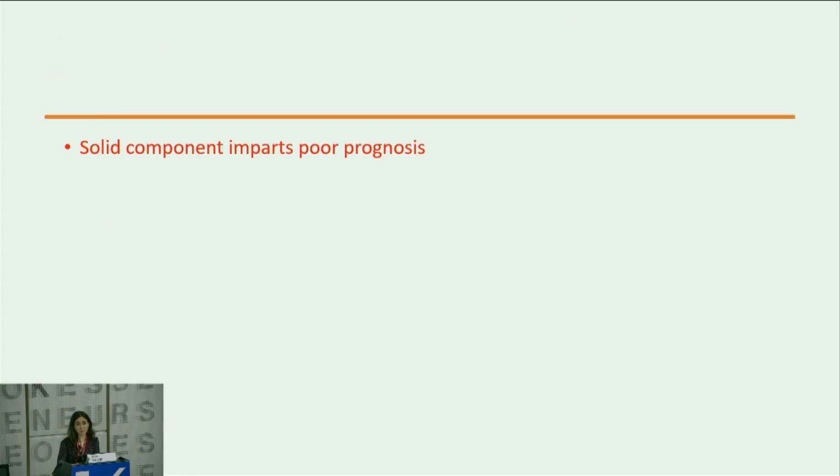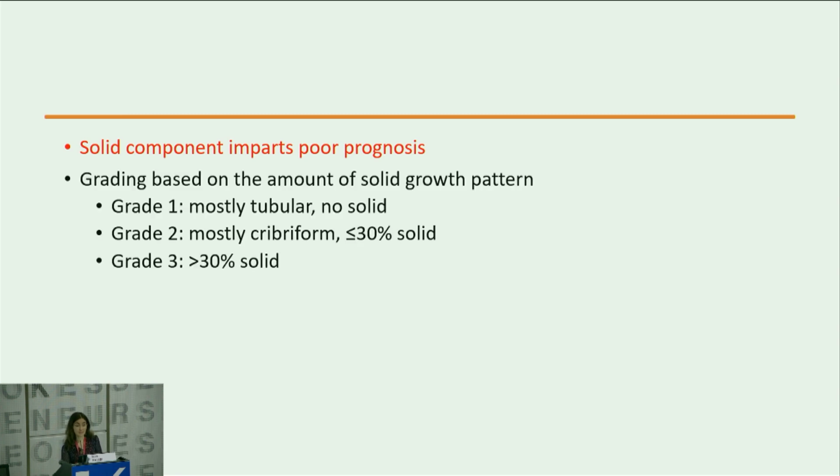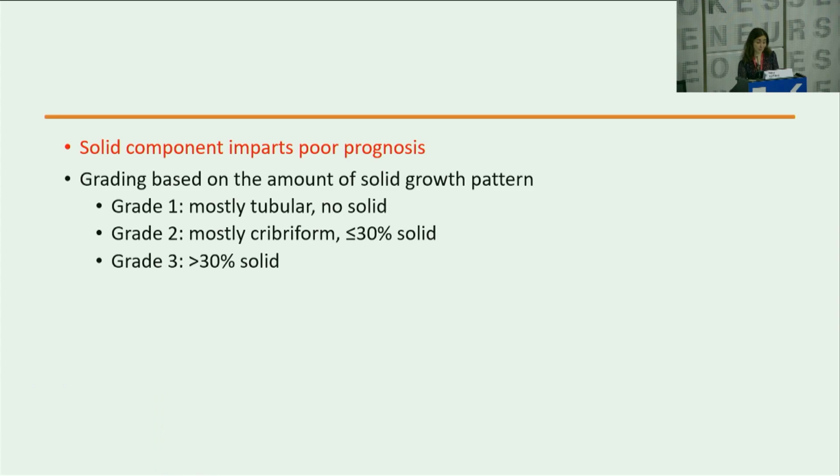It's important to recognize and report solid growth pattern in adenoid cystic carcinoma, as studies have shown that it is associated with poor prognosis, and a grading system was proposed based on the amount of solid growth pattern: grade 1 when there's no solid growth pattern, grade 2 when there's 30% or less solid, and high grade, or grade 3, when there's more than 30% solid growth pattern.